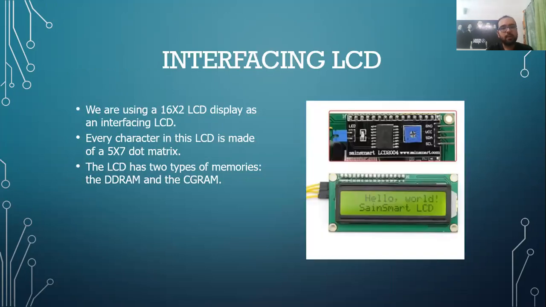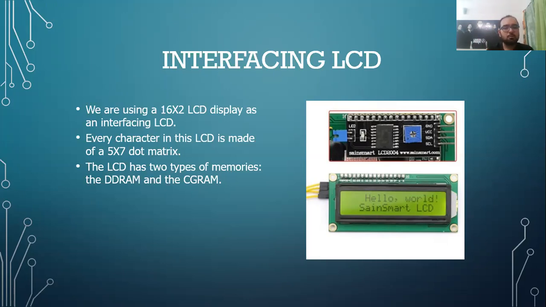So in our lab we have used a 16 cross 2 LCD display as an interfacing display. Now every character in this LCD display is made up of a 5 cross 7 dot matrix. So for every character that we need to be displayed on the LCD, we can choose which dots of a 5 cross 7 dot matrix to be lit on or lit off to produce that character.